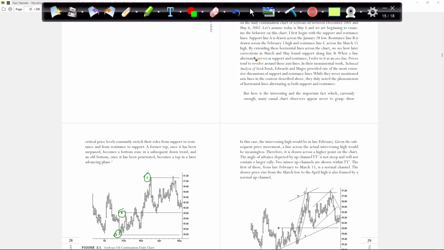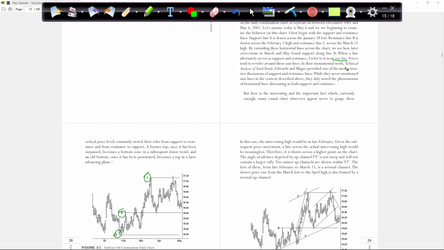By extending these horizontal lines across the chart, we see how later corrections in March may form support along line B. When a line alternately serves as support and resistance, I refer to this as an axis line. Prices tend to resolve around these axis lines.